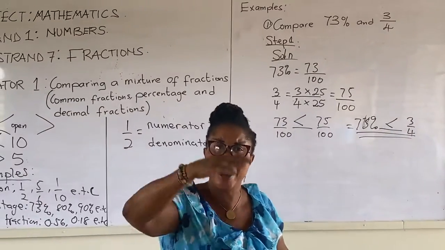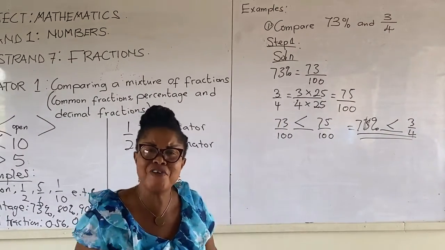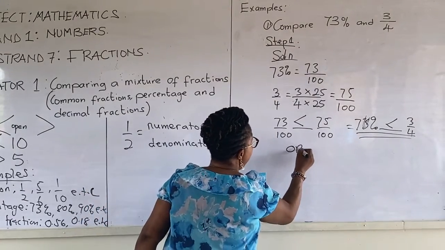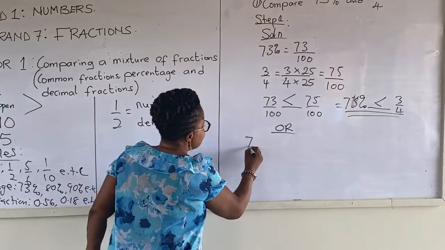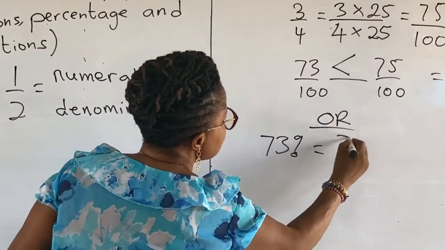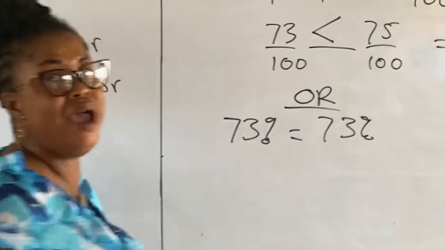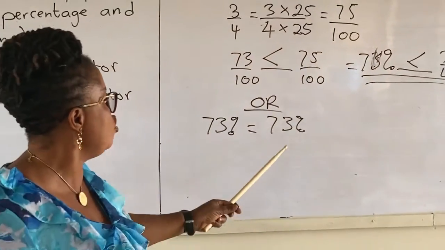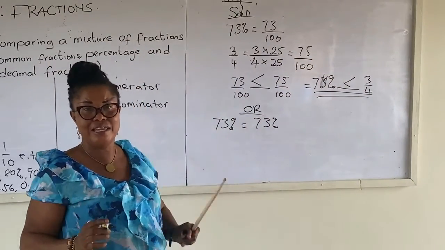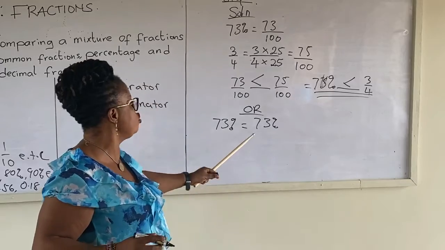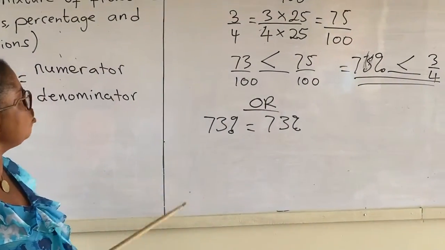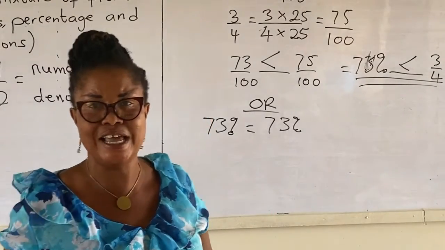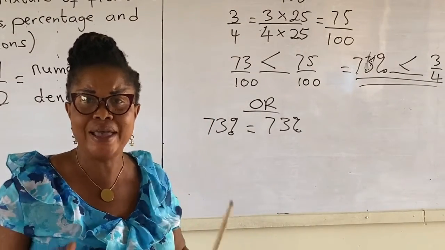Let's look at the other way around. We are going to convert all of them to percentage. 73% is equal to 73% already. We have 73% in percentage already. As soon as you see this sign, it is already in percentage form. So we are not going to change this again. We are going to change 3/4 into a percentage to enable us to compare them.